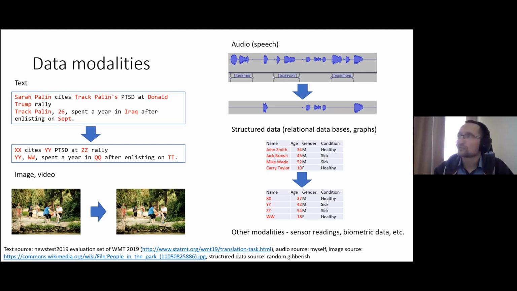Also structured data, which will not be addressed by me, but maybe someone later on today will touch also structured data, so relational databases and graphs, and also other modalities like sensor readings, biometric data, etc. Like every type of data that we could think of could theoretically carry some information that allows us to identify individuals, and that could be subject to anonymization.